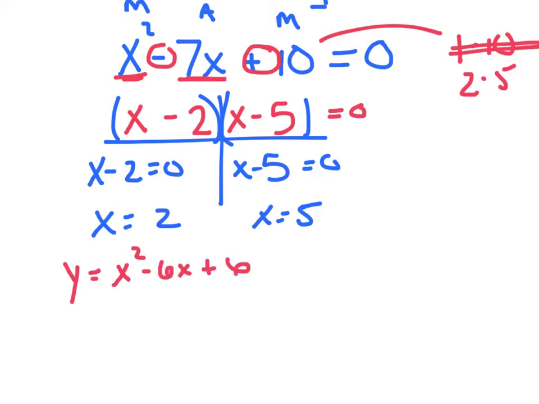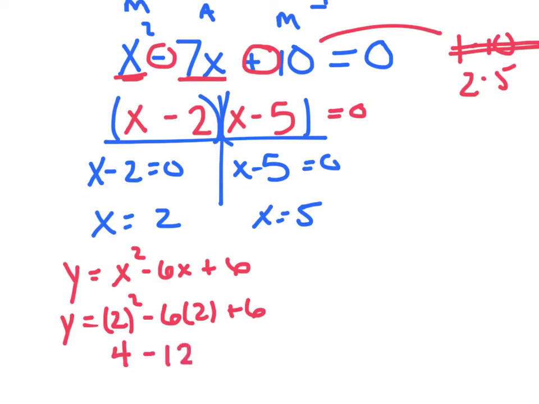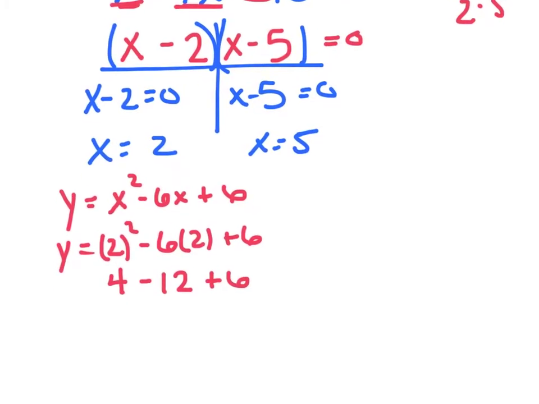Okay, so the first thing I'm going to do is substitute the 2 in. So y equals 2 squared minus 6 times 2 plus 6. 2 squared is 4 minus 12 plus 6. I believe that gets me a negative 2. So this answer is 2 comma negative 2.